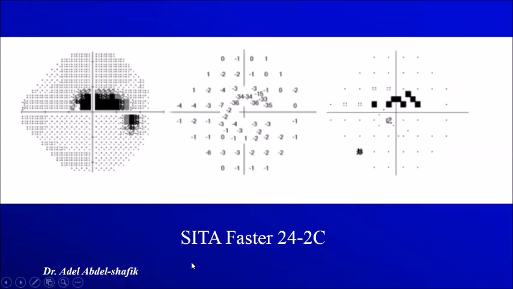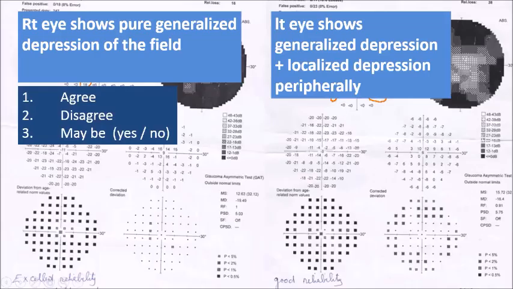This is an example of the SITA Faster 24-2C, and you can see the location of the points included. And this is the result of the patient. Again, this is the 24, and as you notice here, this is the addition of the affection in the central area. So it is something new. We don't have it, I believe, in Egypt up till now, but we have to keep it in mind. Once it's available, we need to use it. Okay, now I proceed to the next slide.